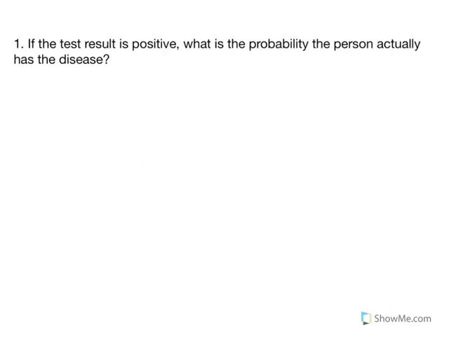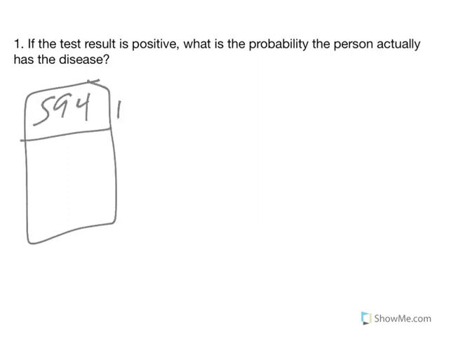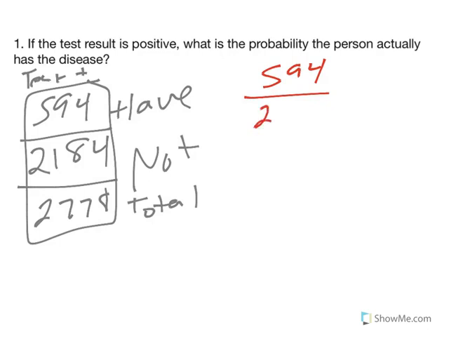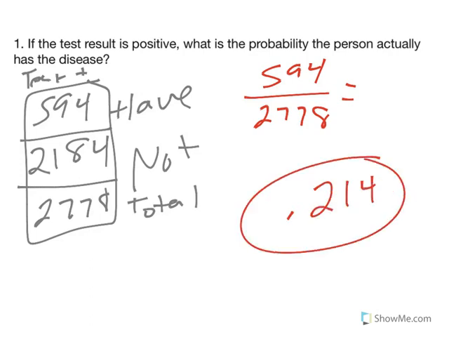So question 1, if the test result is positive, that means we are using the 594 who have it, the 2,184 who do not, and then the total is 2778, right? This is the test positive line. So if the test is positive, what's the probability the person actually has the disease? So there is your 594, those that have it, over all of them that tested positive. So if you test positive, 0.214, you've got a 21% chance that you really do actually have it.